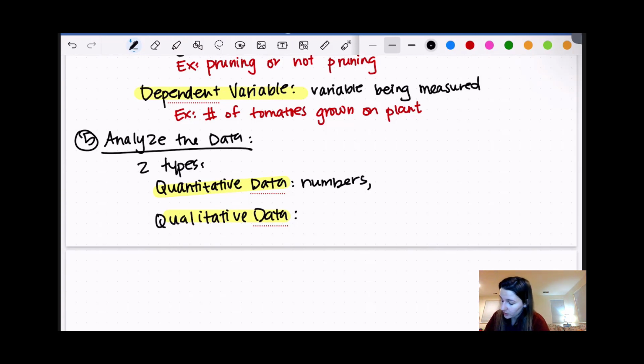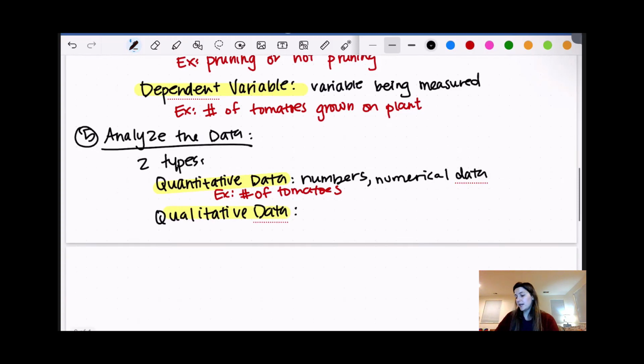We say numbers or numerical data. In our example, that's the number of tomatoes. Qualitative data, we call this categorical data. Categorical data refers to different categories or qualities that something may have.